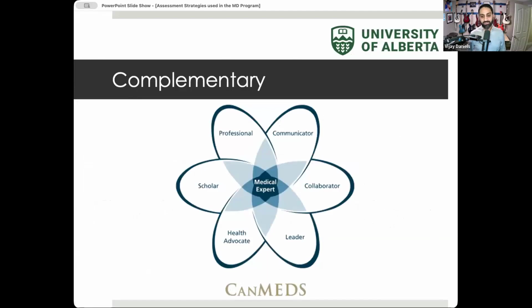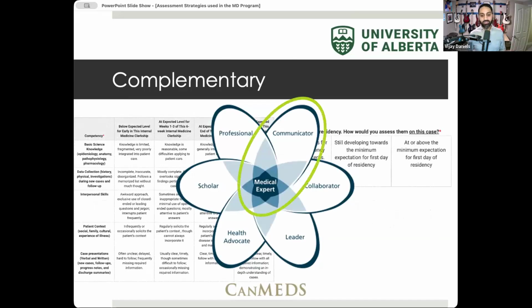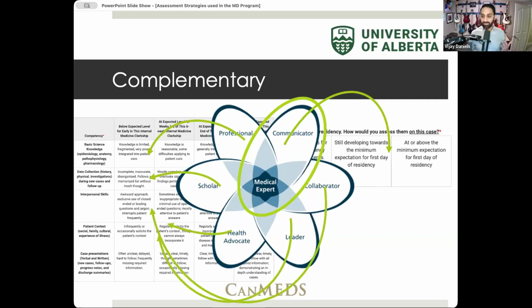Using the CanMEDS framework, this is not perfectly mapped on, but in my experience, medical expert and communicator, we get more data on that direct observation. I'll be honest, prior to the launch of CBME, I probably didn't observe my learners in the room talking to families as much as I should have. Whereas things like professionalism, how they manage the team if they're a senior resident, how they advocate for the patient, I see that on a week of service. And so I would say both of these are complementary.